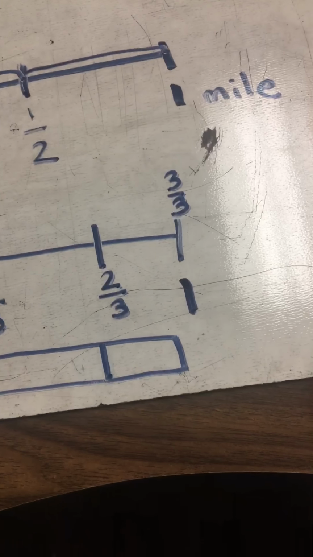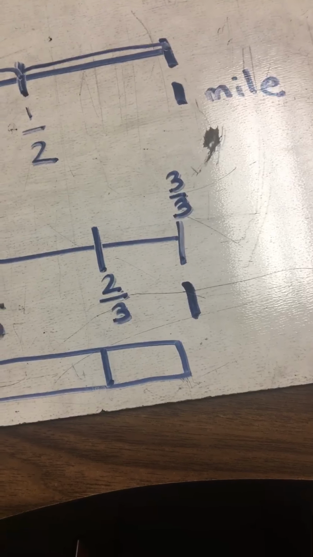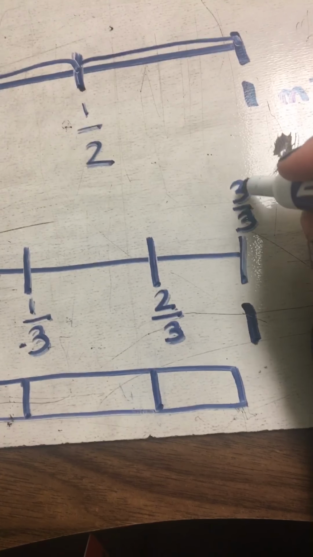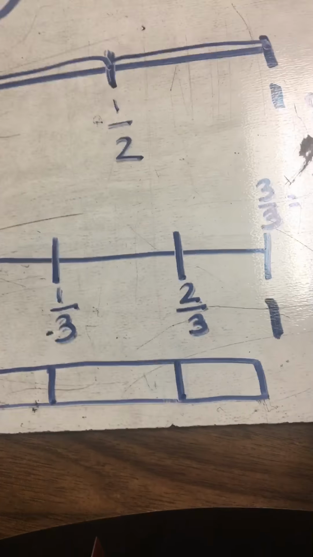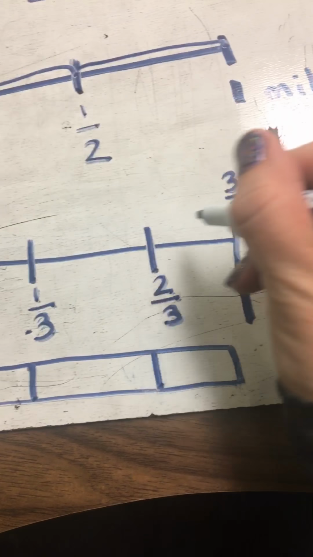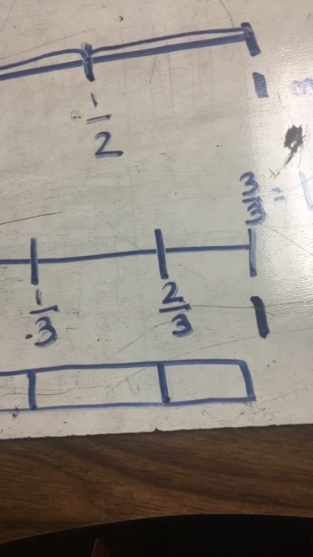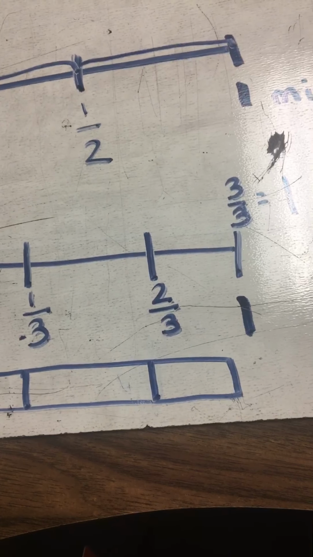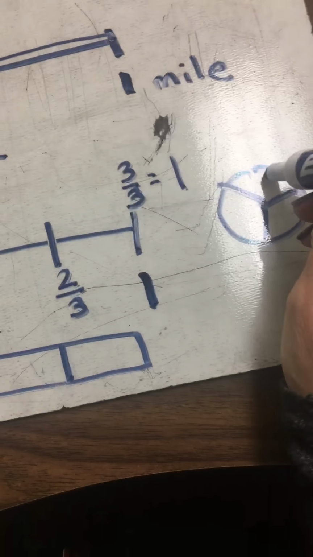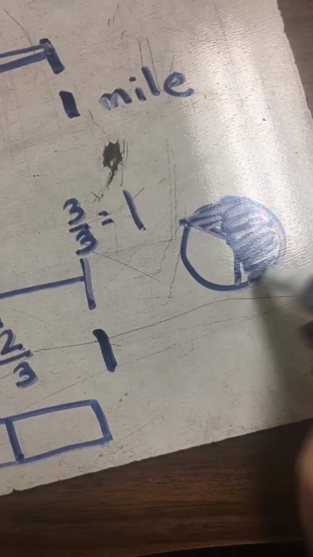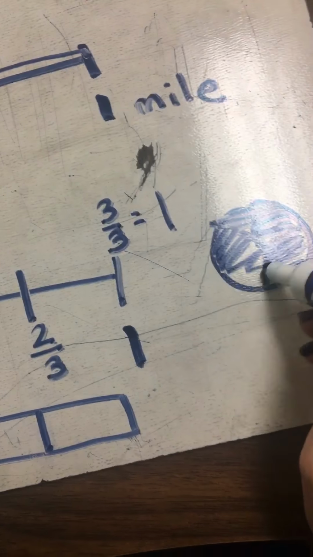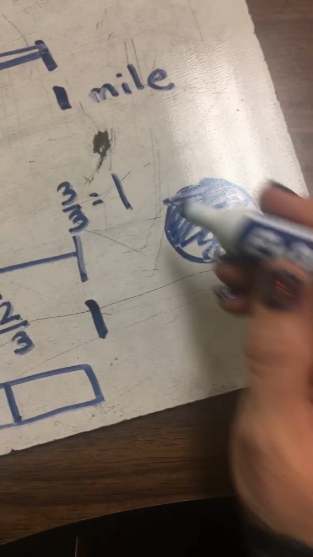And like we talked about yesterday and a few days ago, whenever there's the same number on your numerator and your denominator, that means you've gone one whole thing, because you have the whole thing colored in. Or like when we did the 3/3 the other day. Here's your thirds. If you color in 1, 2, 3 of your thirds, you've colored in the whole thing. Okay, let's look at another one.